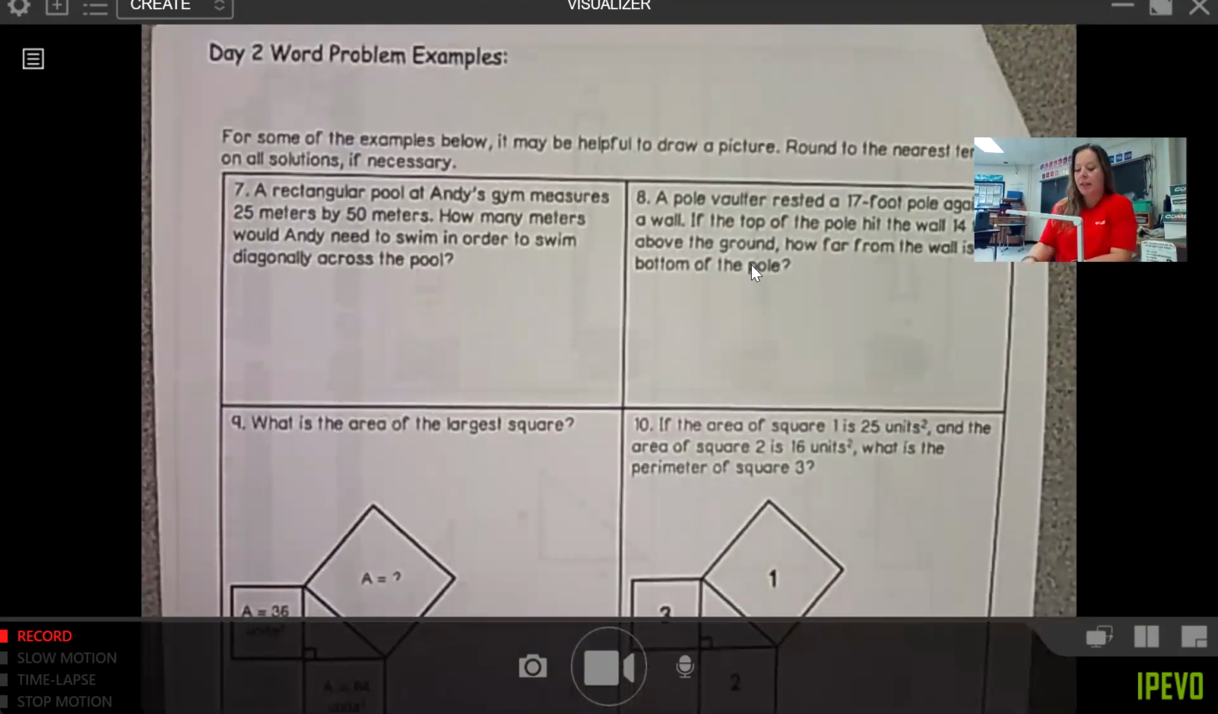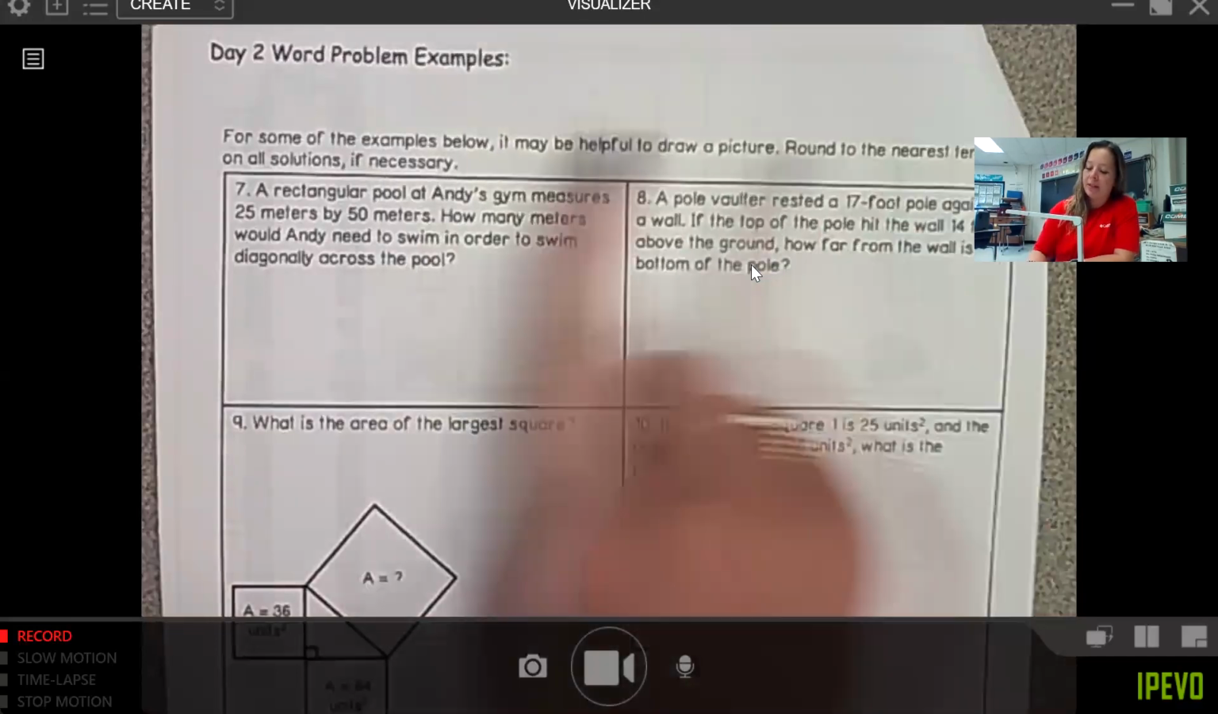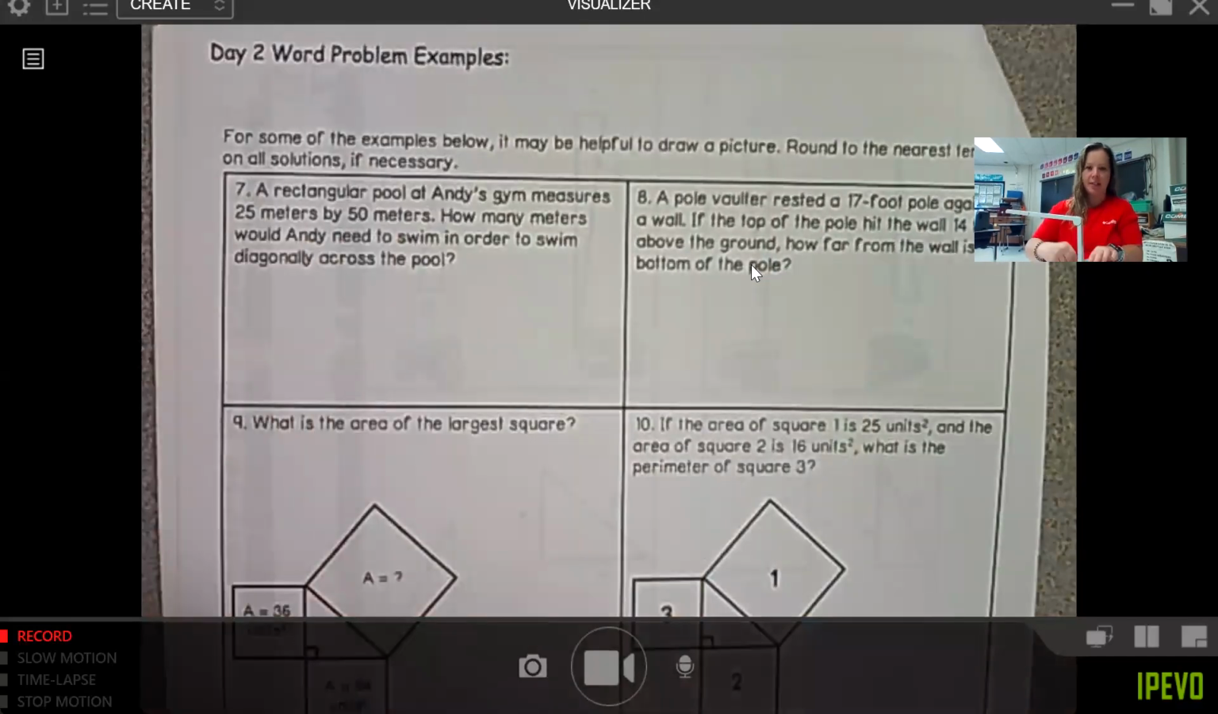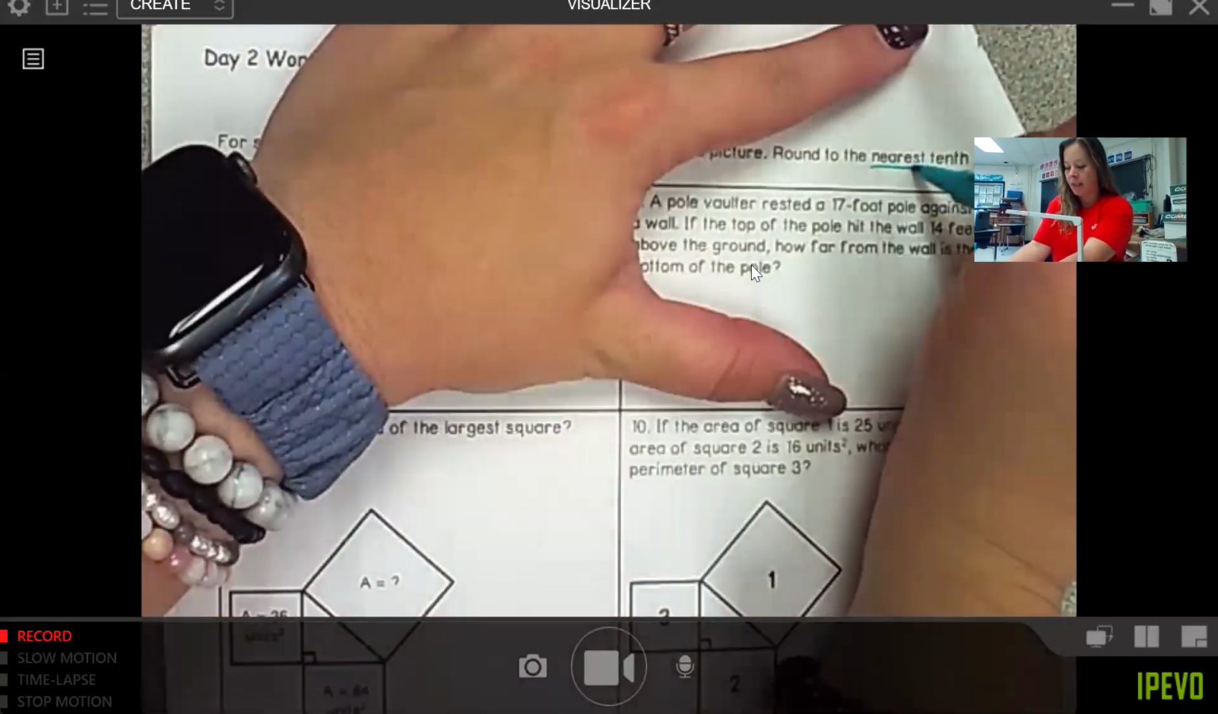It says, for some of the examples below, it may be helpful to draw a picture. Round to the nearest tenth on all solutions if necessary. Okay, so we are going to round to the nearest tenth.